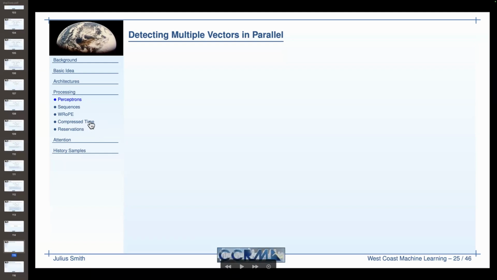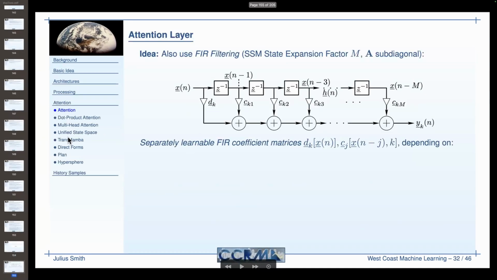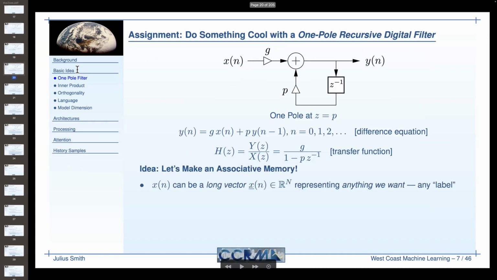Anyway, so compressed time. So it's time for attention, and I'm going to make it this time. This is where I always ran out of time before, and so now we're here. The basic idea is, the original was a one-pole filter. What can we do with that? Let's make an associative memory, and we just think of this as a vector memory. It's just an accumulating sum of vectors that come from an embedding, and then we can detect what's in here with the inner product. So this is our basic IIR filter.